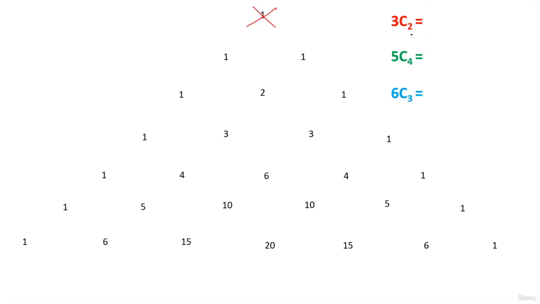Okay, now you need to find the value of 3C2, right? So 3 is given here, right? Come to the third row: first, second and third. This is our third row. We need 3C2, right? So 2 plus 1. Okay, what will the next term be? 3. So 1, 2, 3. This is the required answer. You can see this is the value of 3C2.